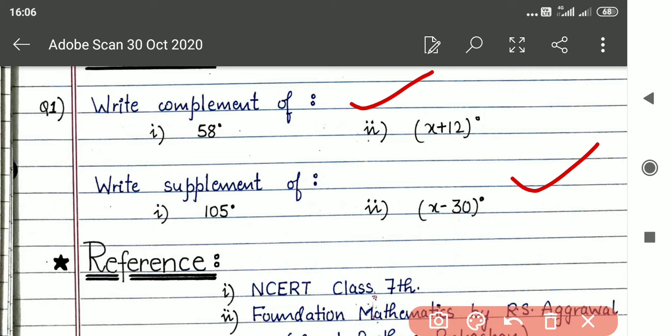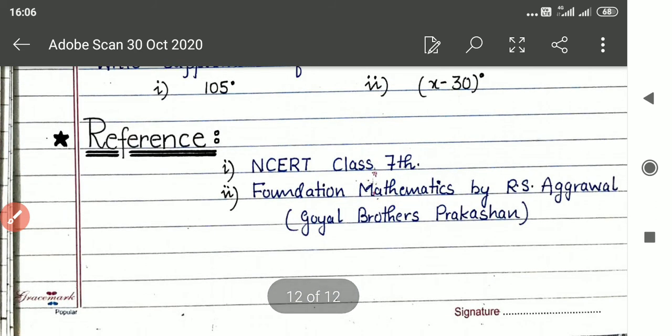And after that, the last heading comes as reference. Reference means the books from which the pupil teacher has made the lesson plan. Here the pupil teacher has made the lesson plan from the NCERT book and one reference book, and it has been mentioned here. So students, you must have understood how you can write a lesson plan. What are the main things you have to keep in mind?